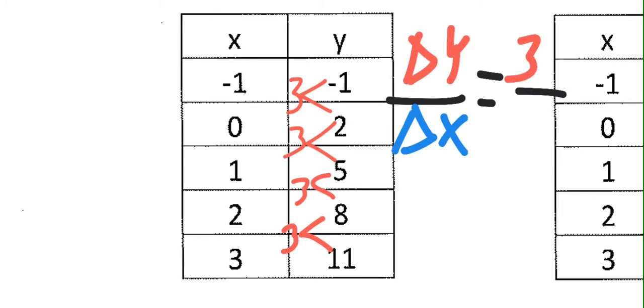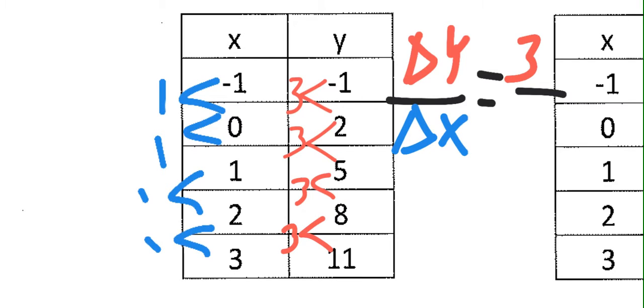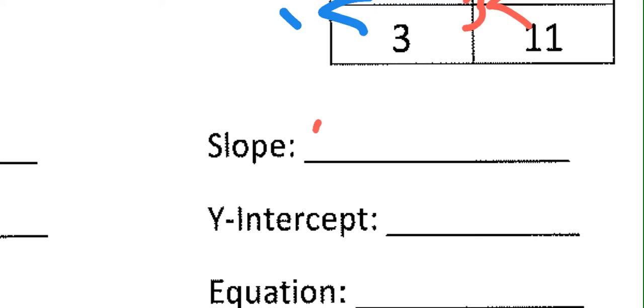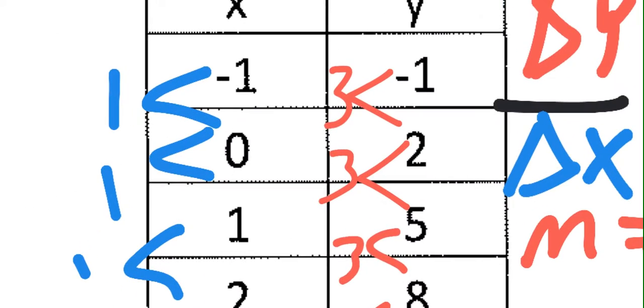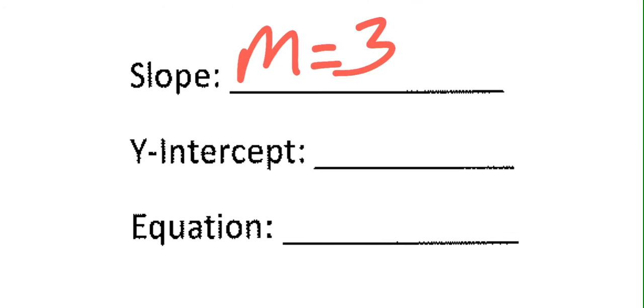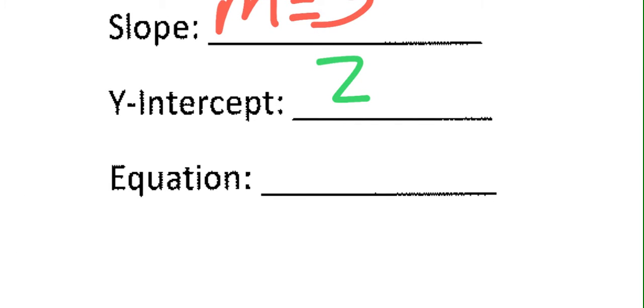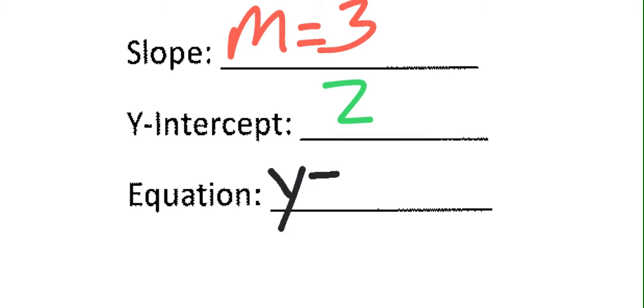Over, here's my change of x. Looks like we went up by 1. I like nice, easy numbers. All these went up by 1. So my slope is going to be 3 divided by 1, which is just 3. So m equals 3. Y-intercept, make extra marks, wherever x is 0. So my y-intercept is just 2. So now to write out the equation, y equals mx plus b.